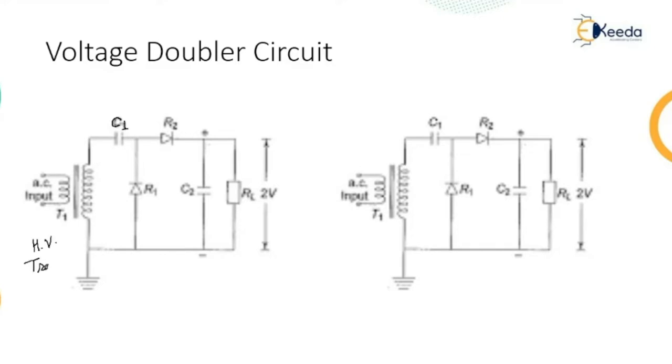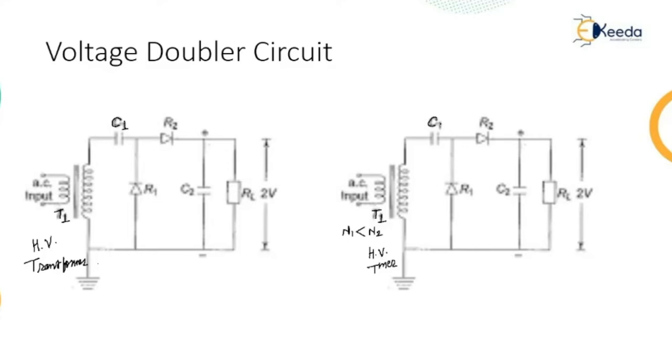Now, how can we identify whether it's a low voltage or high voltage side? It completely depends on, and is shown by, the winding. So the transformer is say T1. As the number of turns shown here, say N1 to the primary and N2 to the secondary, N1 is less than N2. Therefore, the secondary side is the high voltage side, and therefore this can be referred to as a high voltage transformer.